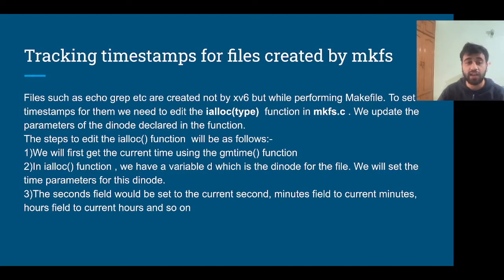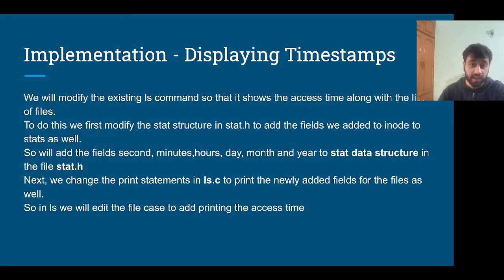And then in the ilog function, we have a variable d, which is the dinode for the file. So we will set the time parameters for this dinode. The seconds field would be set to the current second, minutes field would be set to the current minutes, hours field would be set to current hours, and so on. The final part of our implementation would be displaying these files' timestamps.